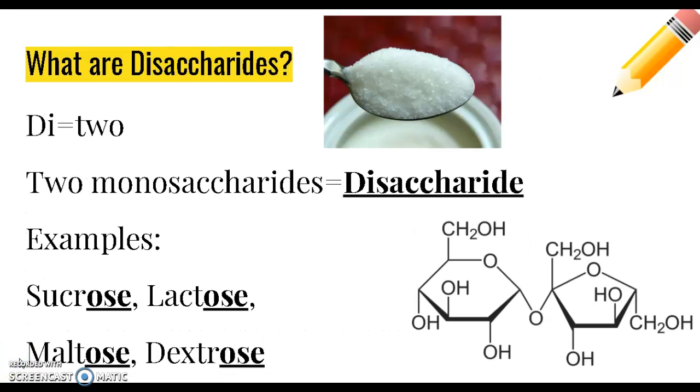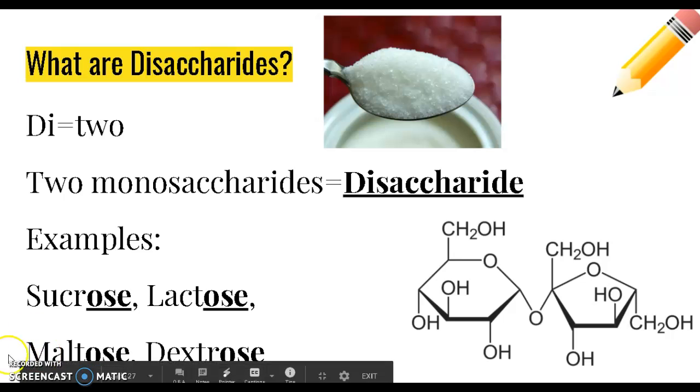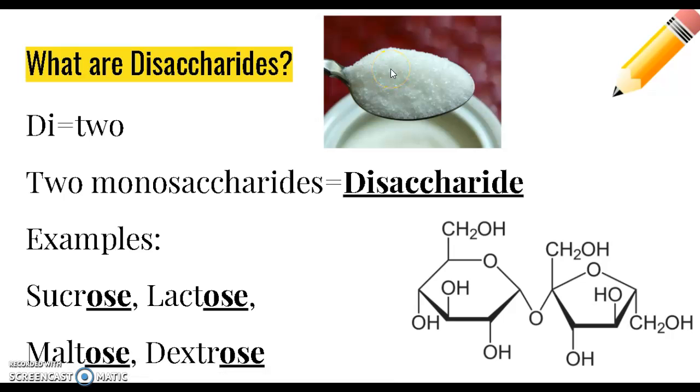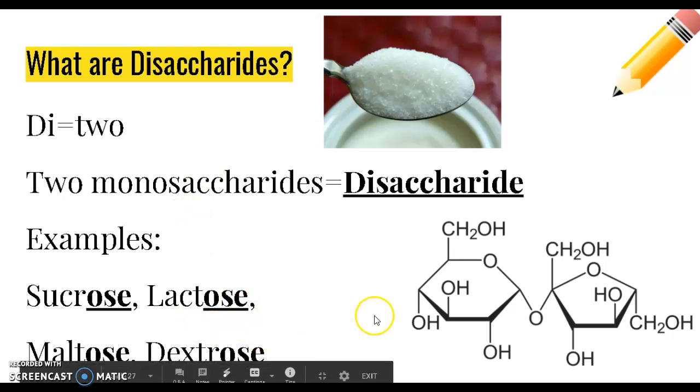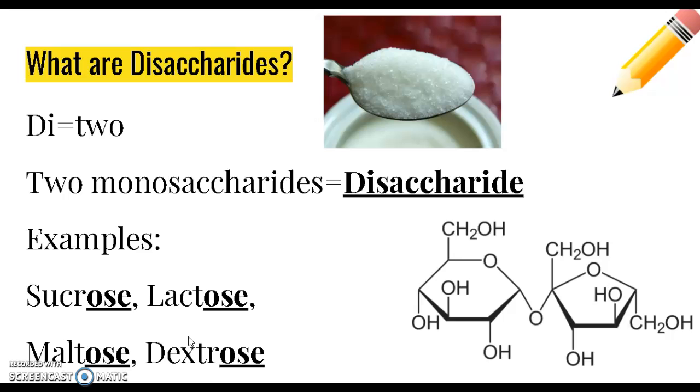Next, we have disaccharides. Disaccharides are another type of simple sugar. These are made of 2 monosaccharides. Di means 2, so you have 2 monosaccharides, you get a disaccharide. One example is sucrose. Sucrose, that's the stuff that you put in your coffee, in your baked goods, table sugar. Lactose is the type of sugar that's found in milk. So you might have heard of lactose intolerance. That's someone that can't digest lactose sugar. And then maltose and dextrose are other examples of disaccharides. Notice again that all these terms end in OSE, so we are talking about carbohydrates.